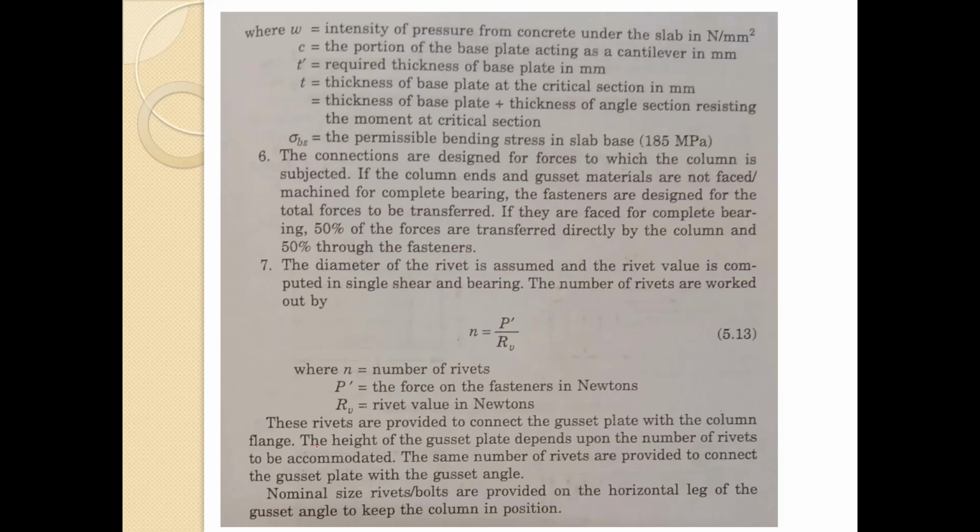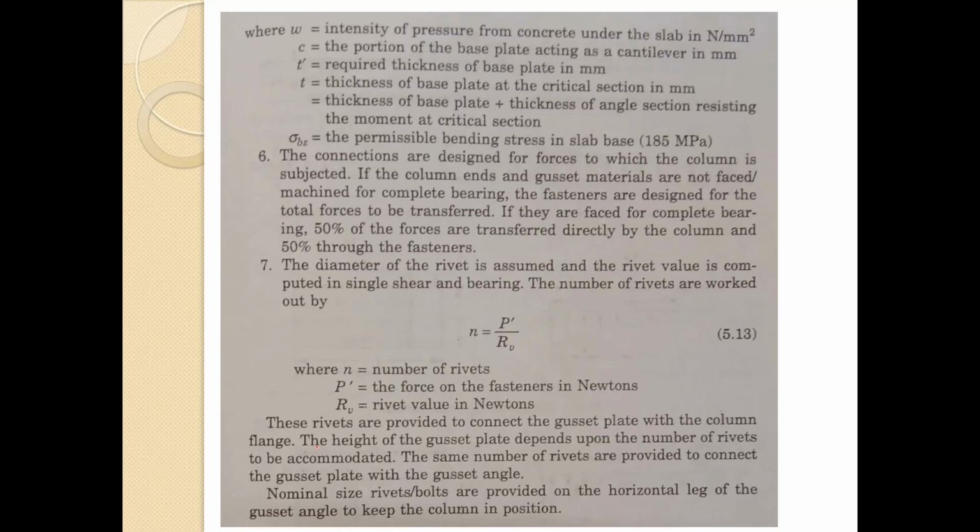If the column ends and gusset material are not faced or machined for complete bearing, the fasteners are designed for the total forces to be transferred. And if they are faced or machined for complete bearing, 50% of the forces are transferred directly by the column and 50% through the fasteners.